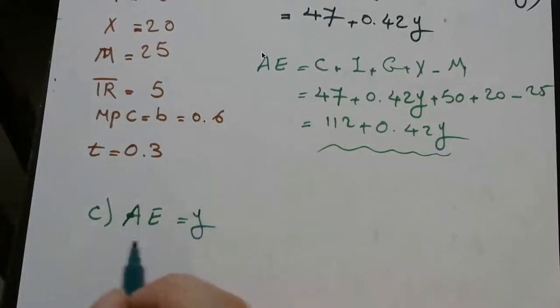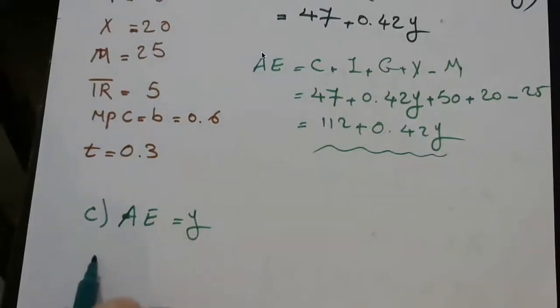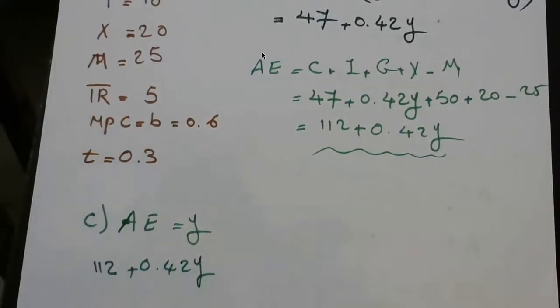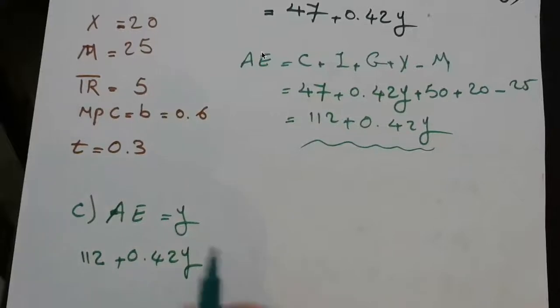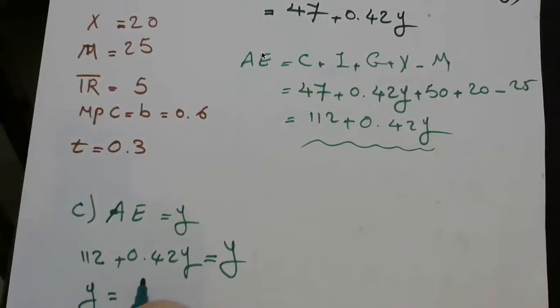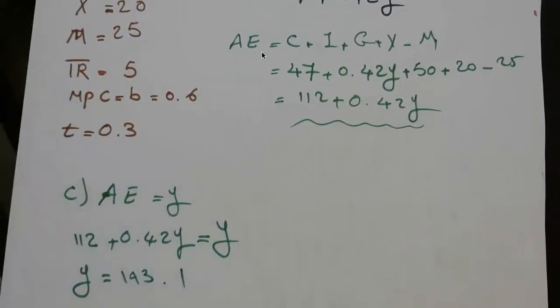So how much is the demand? Aggregate expenditure is given here. Just you have to replace 112 plus 0.42y equal to y. Simple substitution. And then y is equal to 193.1. Did you get the same number?